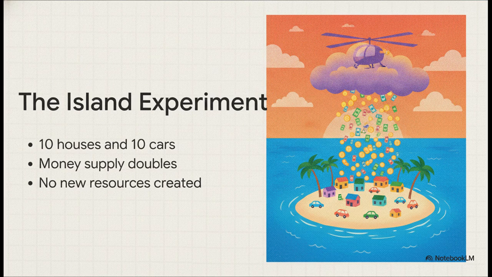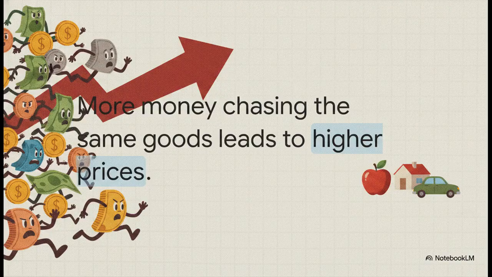Let's look at a really practical scenario. Imagine a small island with exactly 10 houses, 10 cars, and enough food for everyone. Now, imagine the island's government magically doubles the amount of money in everyone's bank account. Has the island suddenly become twice as wealthy? No, definitely not. There are still only 10 houses and 10 cars. Printing more money doesn't miraculously create more resources or true wealth. It just means there's now more money chasing the exact same limited amount of goods. And when that happens, the prices of those limited resources will inevitably go up to balance things out.